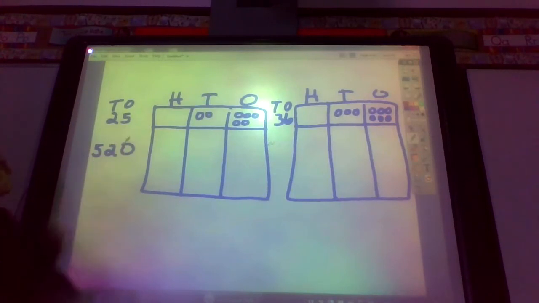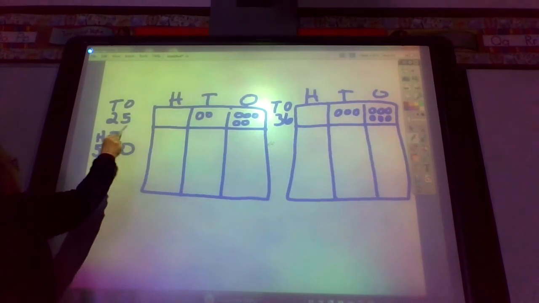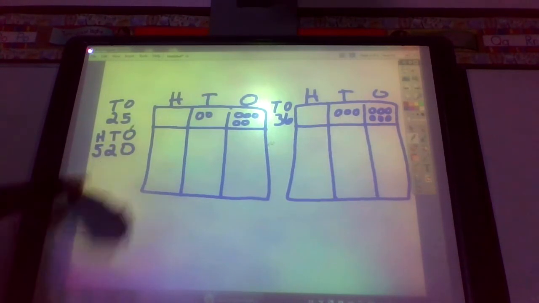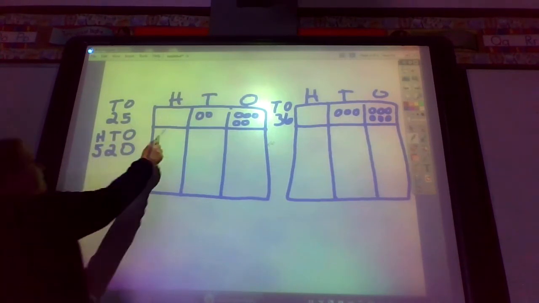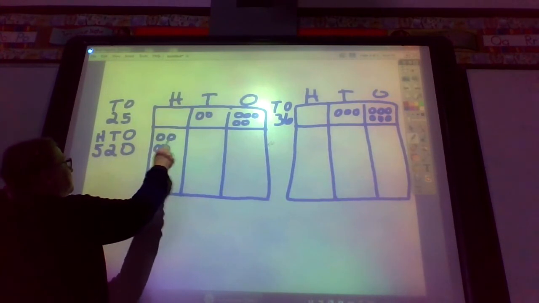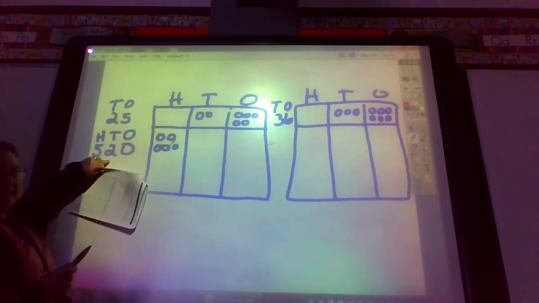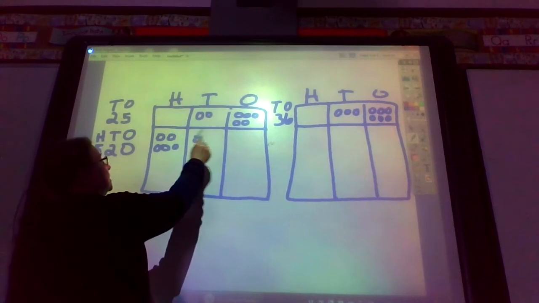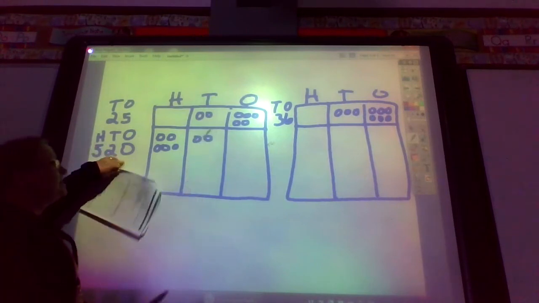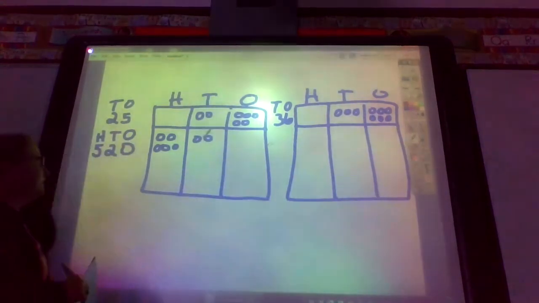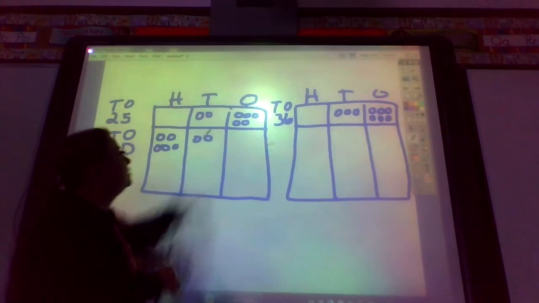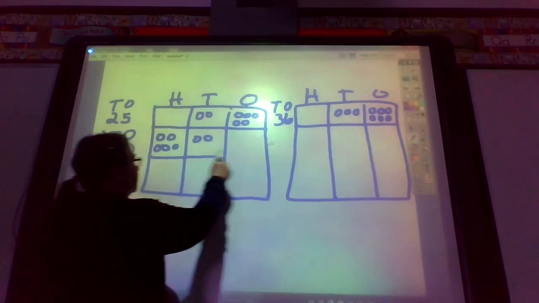Okay, well, let's skip down on this side, and let's do C. 520. Let's label. First we label. Hundreds, tens, and ones. How many hundreds do I have? I have 5. 1, 2, 3, 4, 5. How many tens? We have 2. 1, 2. How many ones? 0. I'm not going to put anything there. 520. And there is my number.